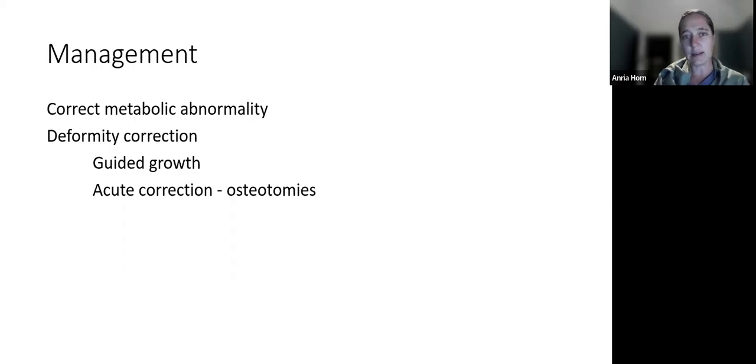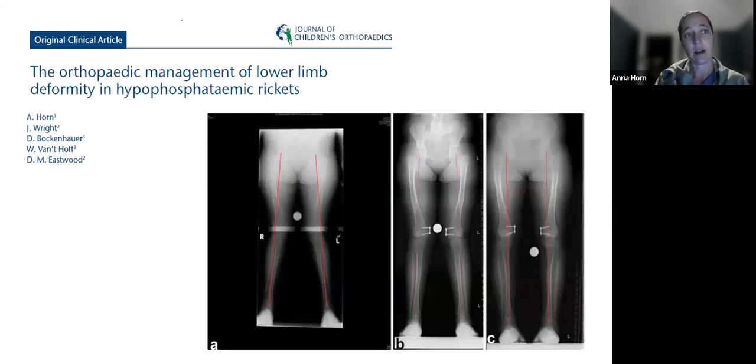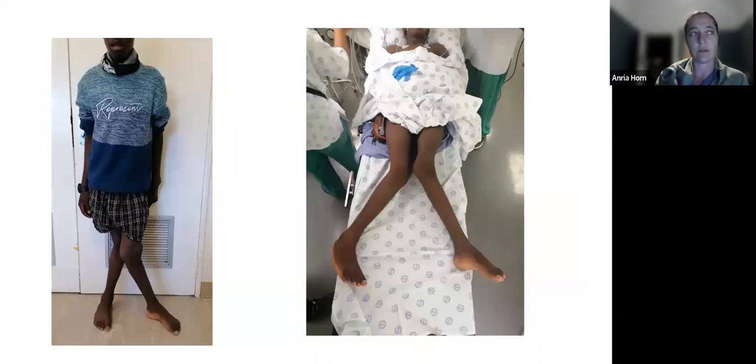So the management of rickets is to correct the underlying metabolic abnormality, if you can, and then deformity correction, which can be done either by guided growth, or acute correction, or gradual correction with osteotomy. This is a paper that I wrote when I was a fellow on limb deformity. Guided growth works very well, but it's essential to address the underlying metabolic abnormality if that's going to work.